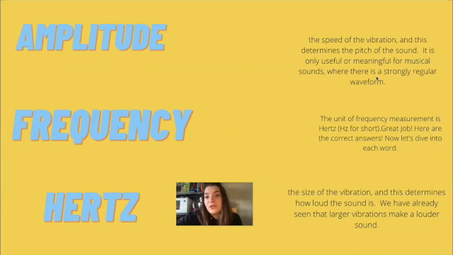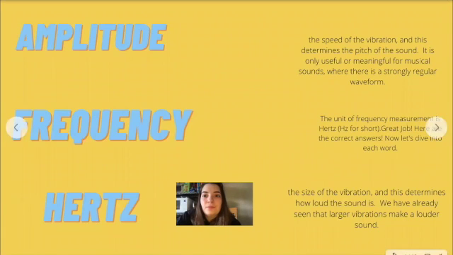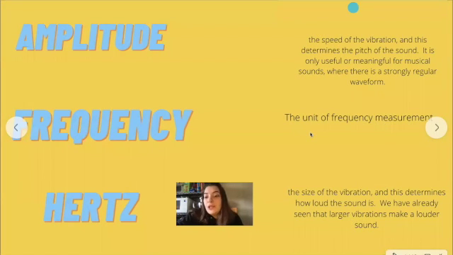And on this side of our screen, we see a bunch of different definitions. So we see the speed of the vibration, and this determines the pitch of the sound. It is only useful or meaningful for musical sounds where there are strongly regular waveforms. We see the unit of frequency measurement, and we also see the size of the vibration, and this determines how loud the sound is. We have already seen that larger vibrations make a louder sound.